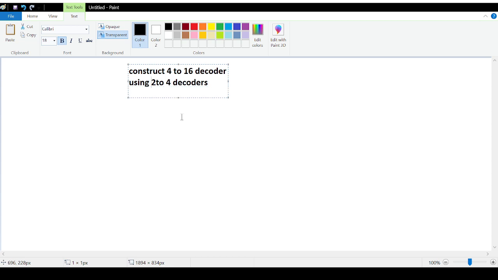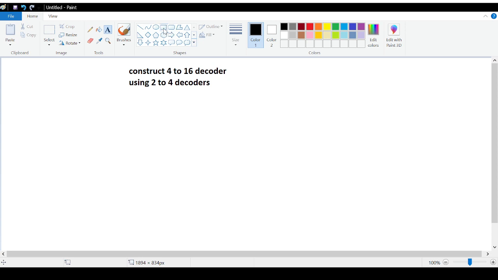Okay, this was one question. You need to construct a 4 to 16 decoder using 2 to 4 decoders. Okay, so whenever you're given a question like this, always draw the components first. Okay, let's draw the 4 to 16 decoder.